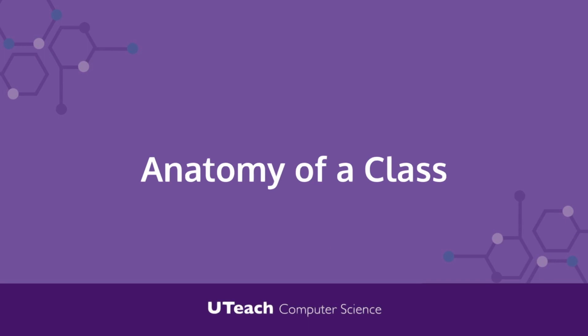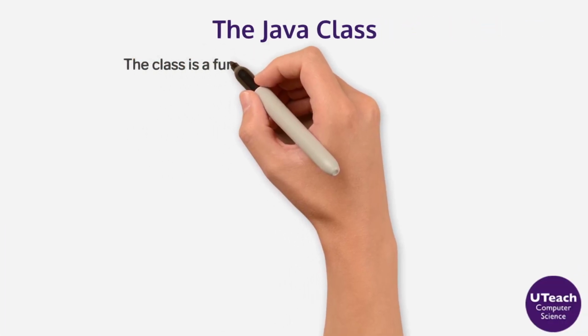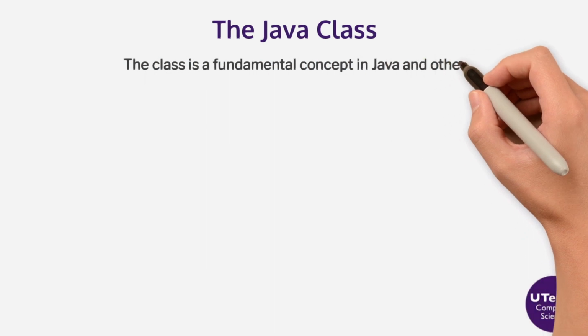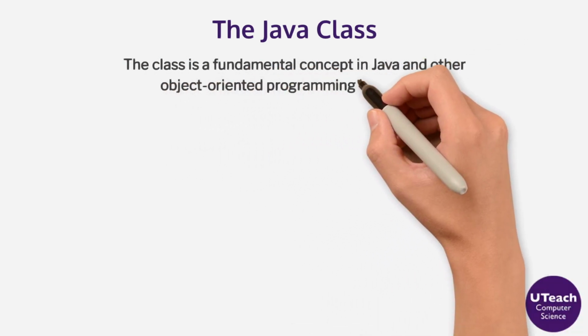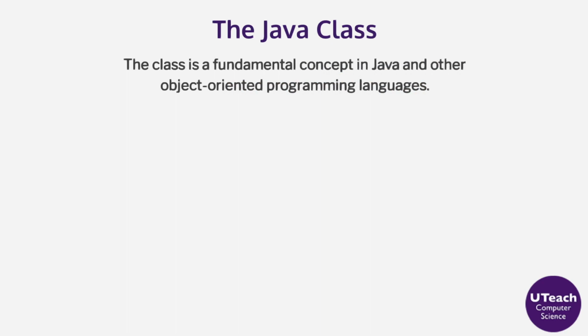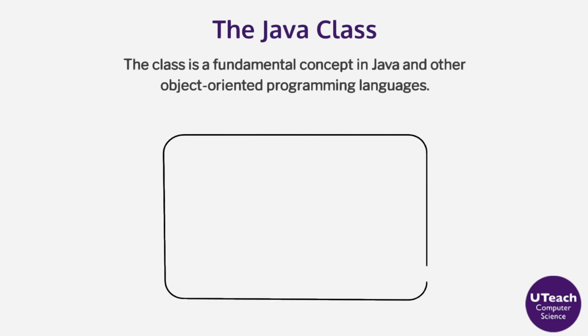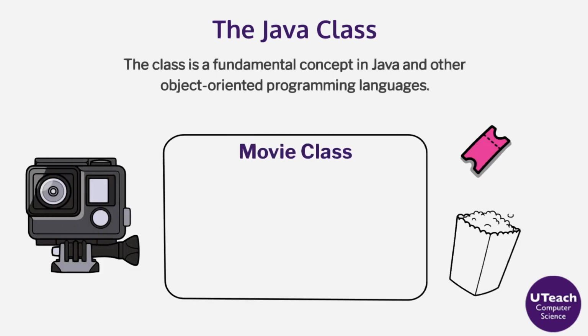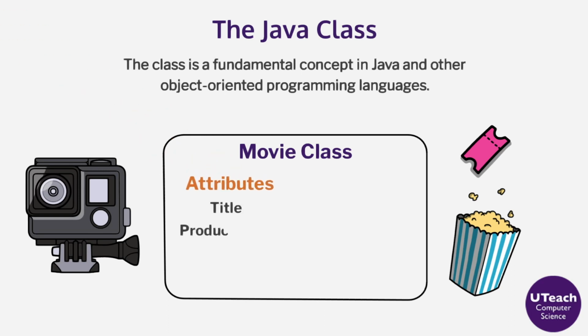Anatomy of a class. The class is a fundamental concept in Java and other object-oriented programming languages. A class describes some data or attributes about objects and the behaviors or operations that can be applied to those objects. Let's take a movie class as an example. The attributes for a movie might be the title, the production company, and the year of release. There could be other data that describes a movie, but we will use these for this example. For the behaviors, let's make a print method to print all the attribute values of an object.